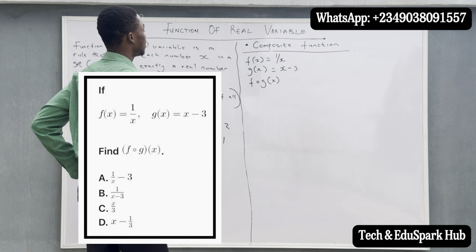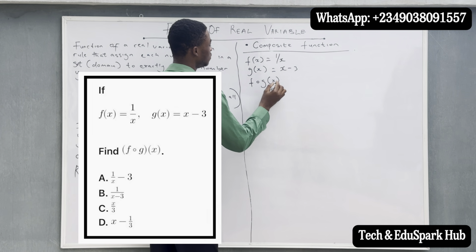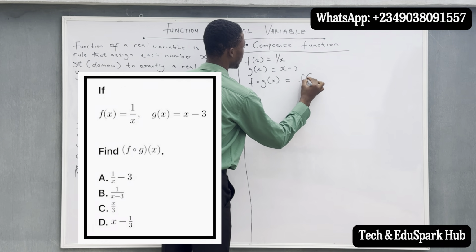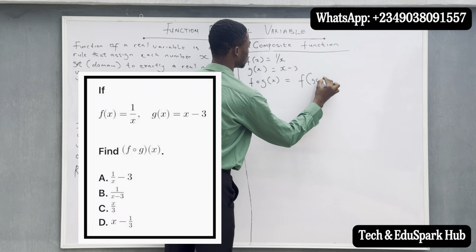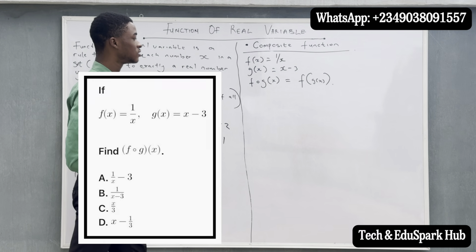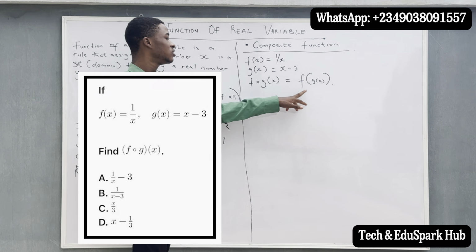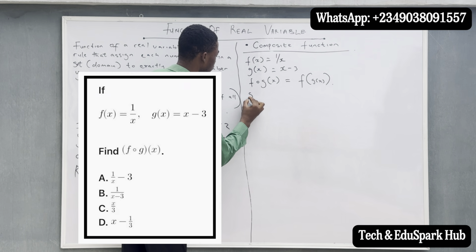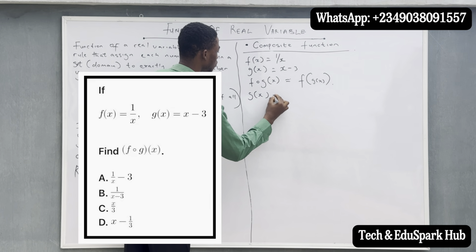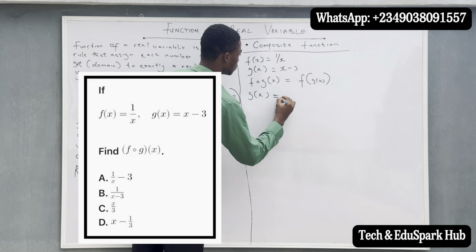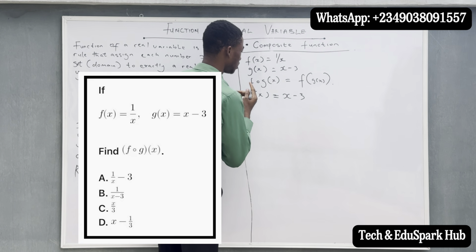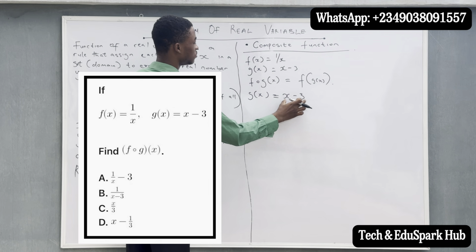So remember that in order to solve this kind of question, this f of g of x can be written as f open bracket g of x. So this way you can dissect and visualize. So this g of x is what? We have our g of x to be equal to x minus 3.